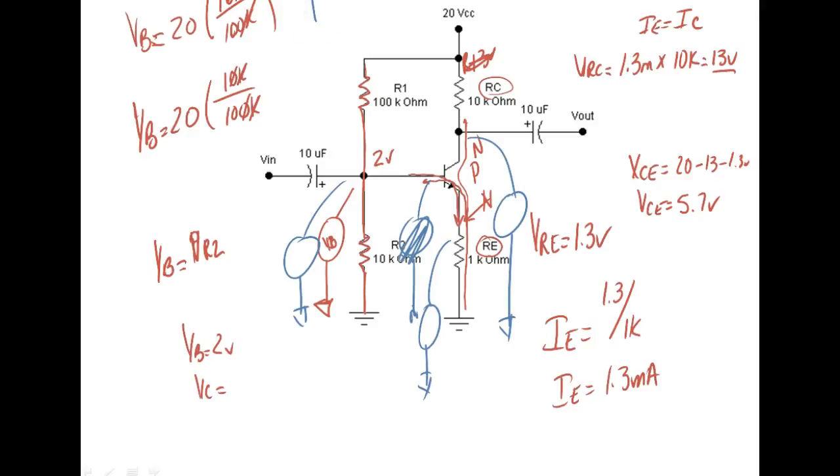So what would VB be equal to? This guy right here is VB. It's going to be equal to 2 volts. Now VE is going to be equal to the voltage drop across this resistor. That's going to be 1.3 volts. What would VC equal? Y'all math guys, somebody help me.